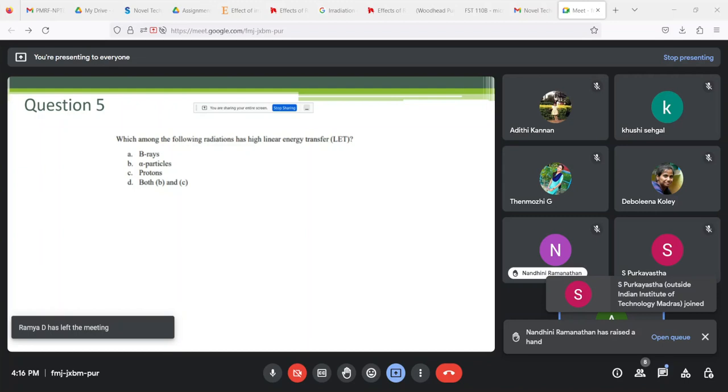It's not just B. B is the right answer. It's actually both alpha particles and protons. But why is it that alpha particles have a high LET? And what is an LET?